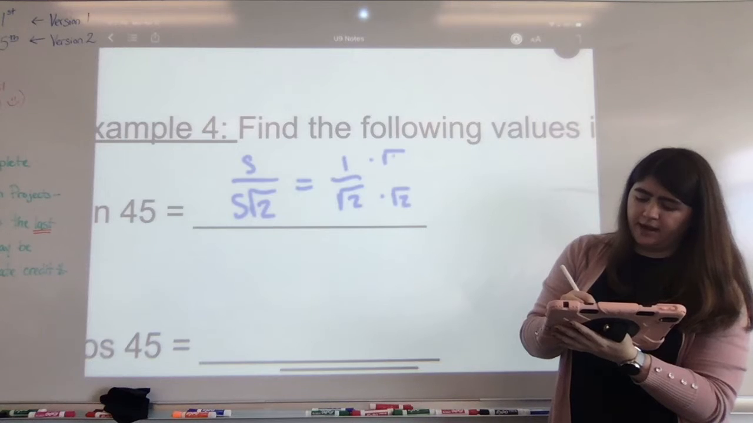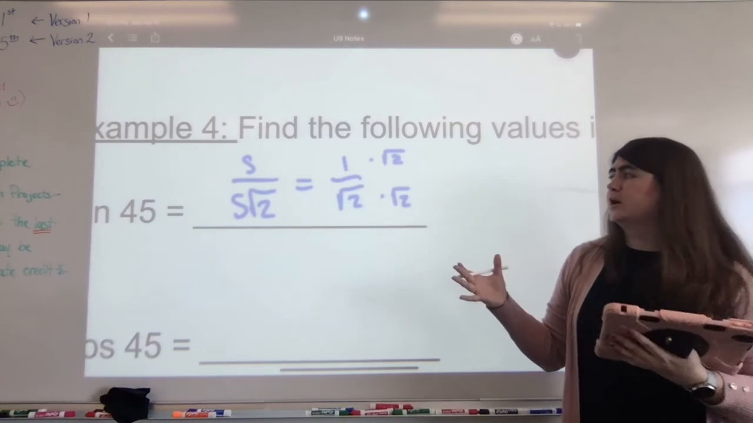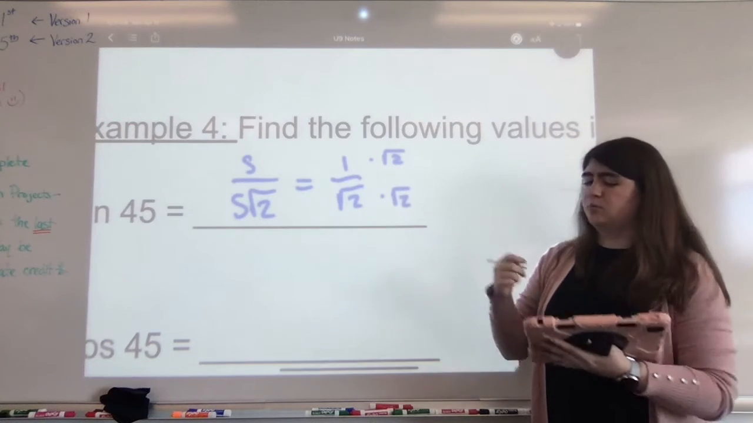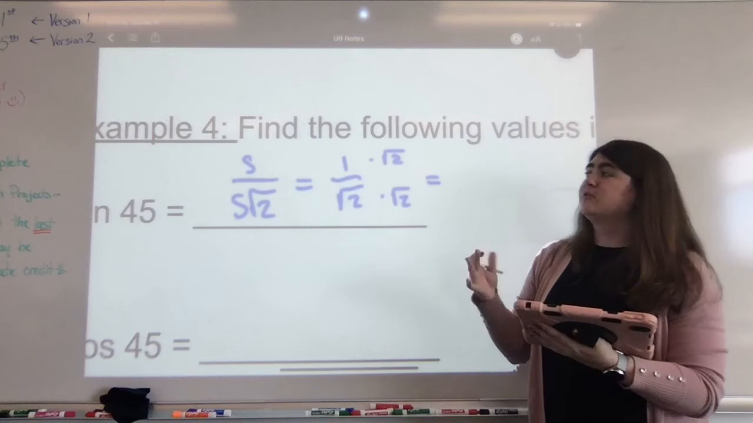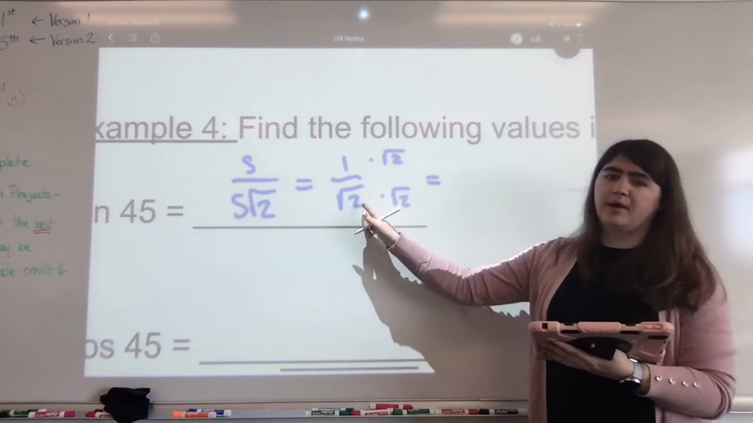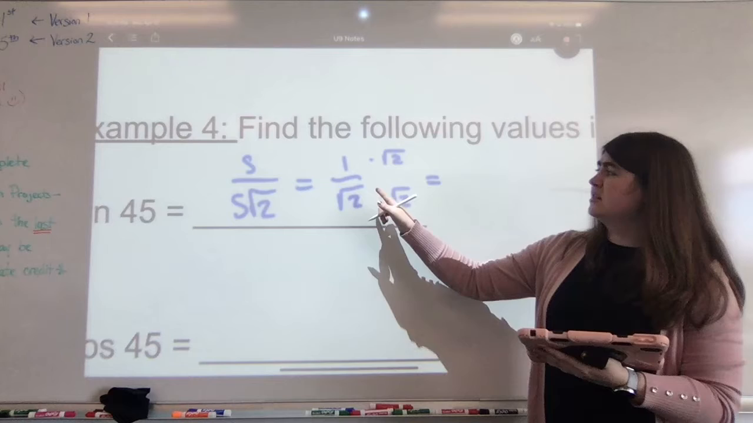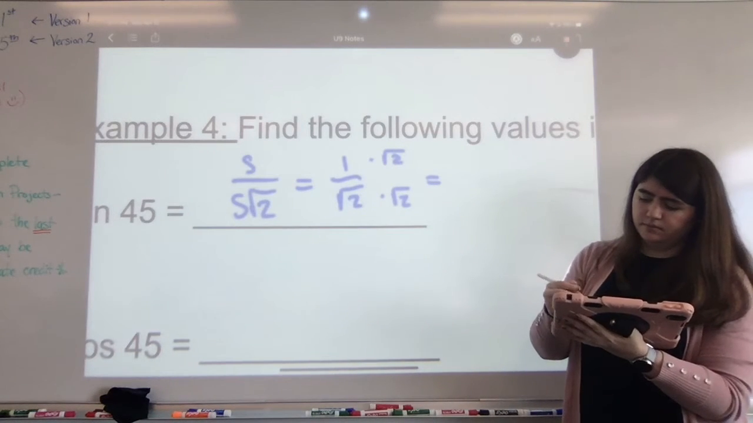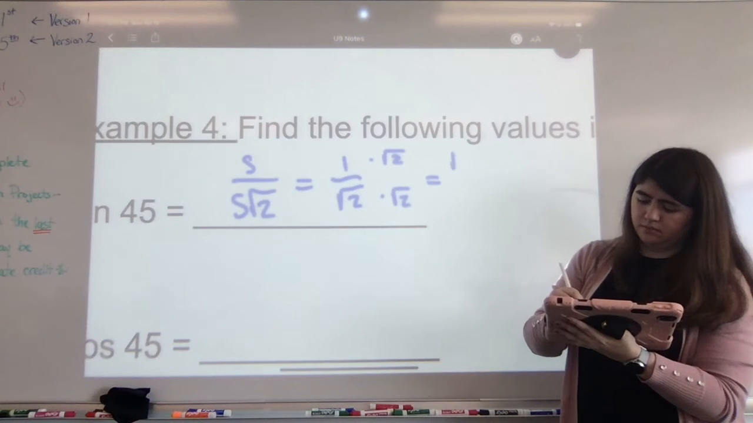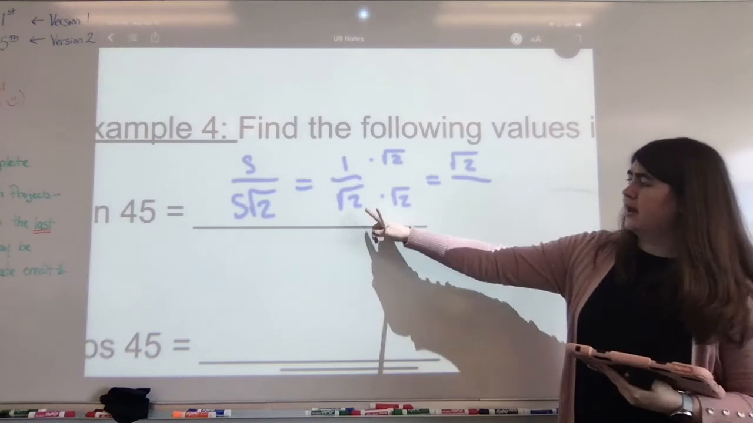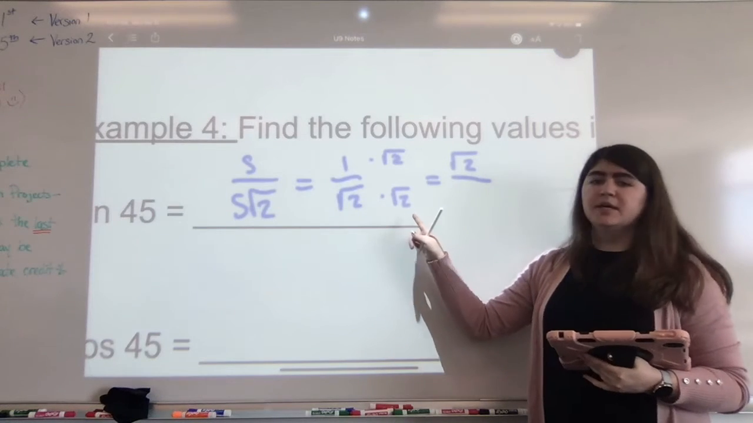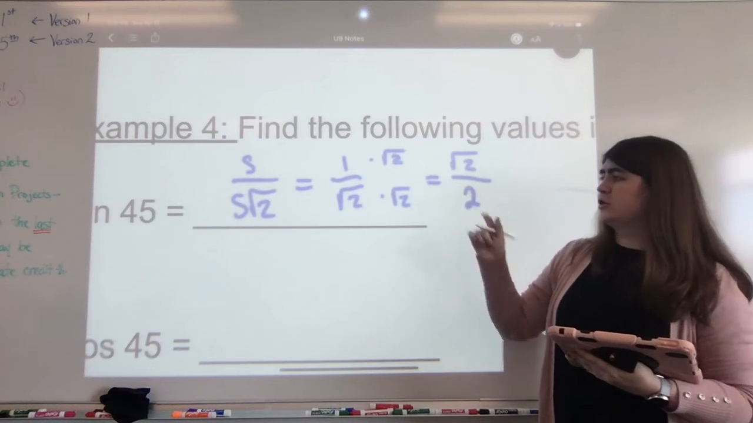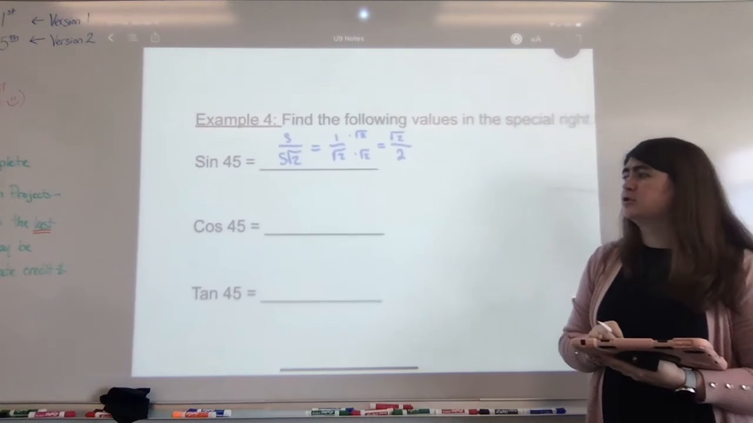Which, in case you forgot, I'm allowed to do because it's a fraction rule where you can multiply a fraction by 1 to change for a common denominator. And that's really what I'm doing here. We're just reusing that to help us get the square root out of the bottom of the fraction. So 1 times the square root of 2 is the square root of 2. The square root of 2 times the square root of 2 is equal to 2. So my final answer is the square root of 2 over 2. The sine of 45 is the square root of 2 over 2.